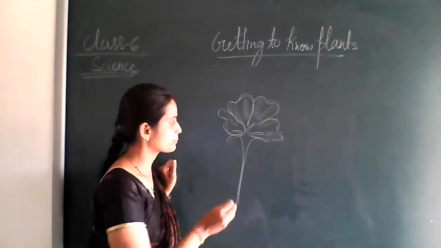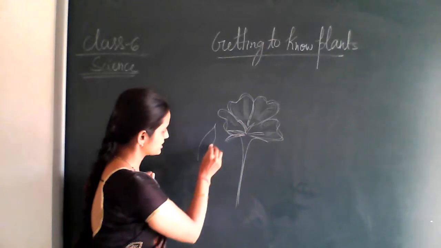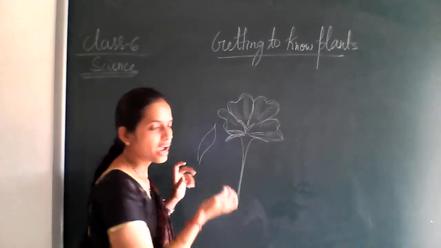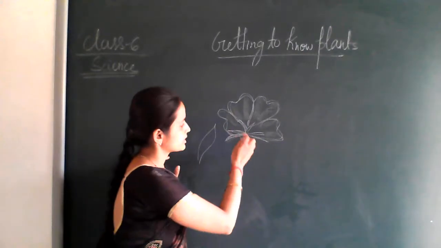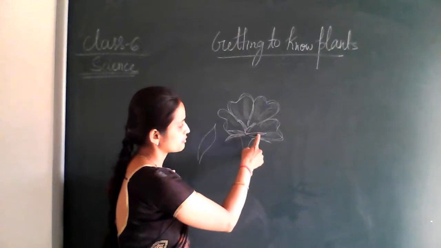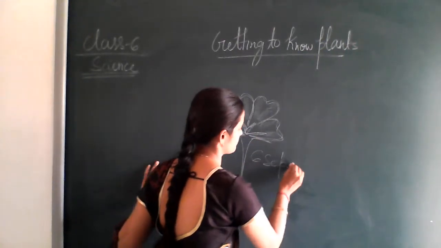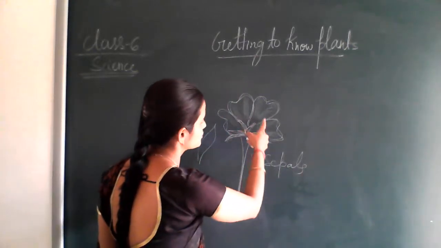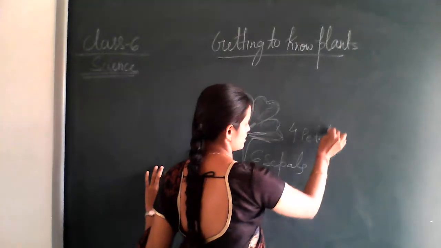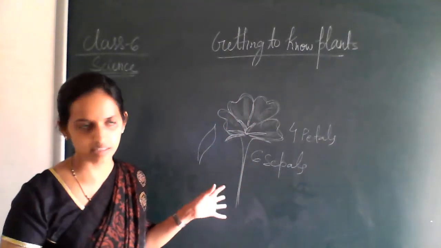And what are the sepals? The leafy structures, as your leaf is in this structure. You can see the leafy structure at the base of the petals that we call a sepal. Right? 1, 2, 3, 4, 5, 6. So this has 6 sepals. And petals 1, 2, 3, 4. Right? 4 petals. So these parts we studied in the previous class.